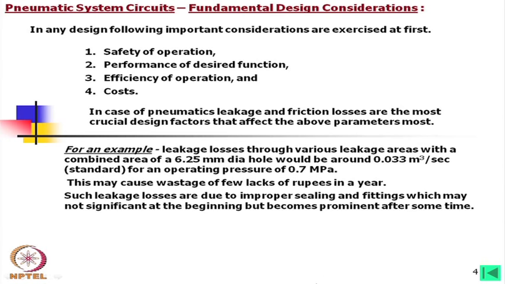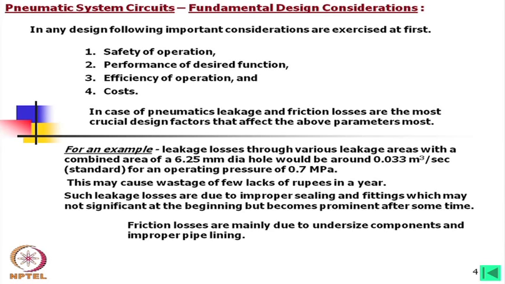Such leakage losses are due to improper sealing and fittings, which may not be significant at the beginning but become prominent after some time. Friction losses are mainly due to undersized components and improper pipe lining.